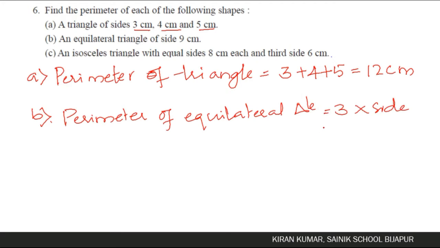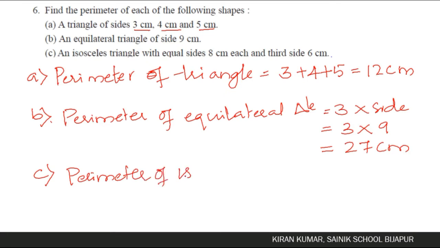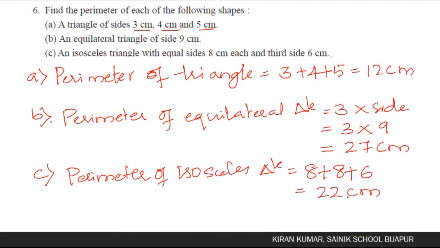And they have mentioned the side to be 9 cm. So 3 times 9 is 27 cm. The third one is an isosceles triangle with equal sides 8 cm and the third side 6 cm. So the perimeter of the isosceles triangle will be: equal sides are 8, so 2 times 8, third side is 6, adding up we get 22 cm.